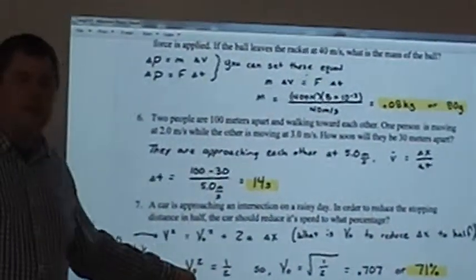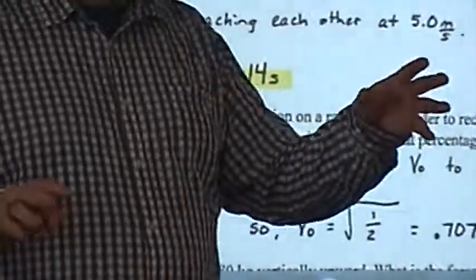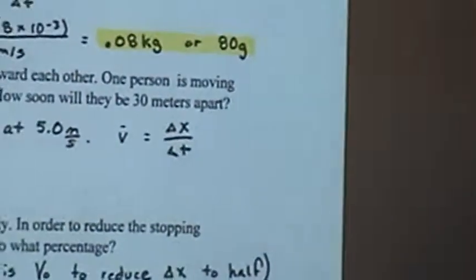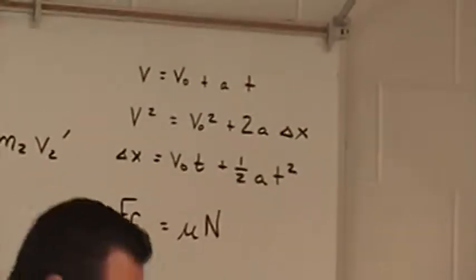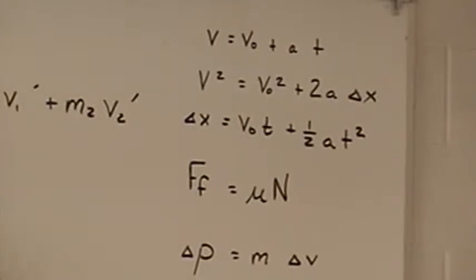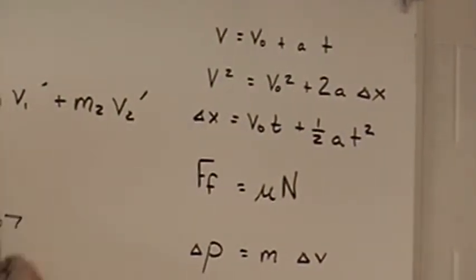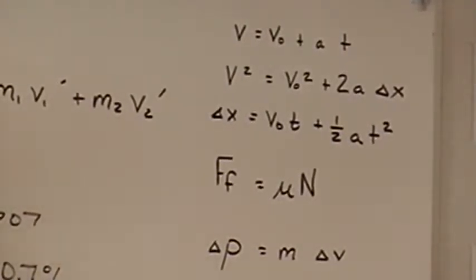Number 7. We had this example either yesterday or the day before. They all kind of run together a little bit. But remember, if you have to stop in half of the distance, and it's proportional to v squared, to get half the distance but it's squared, that squared gives you half. That is 0.707. That is the same thing as 70.7%, or about 71%.